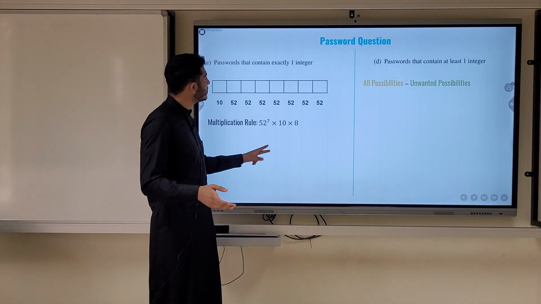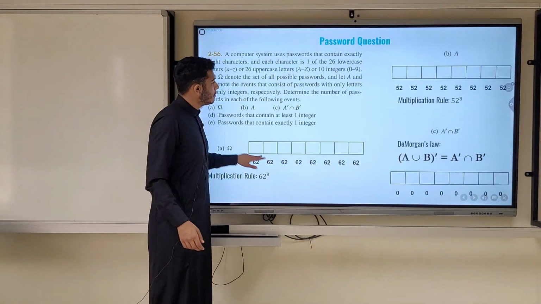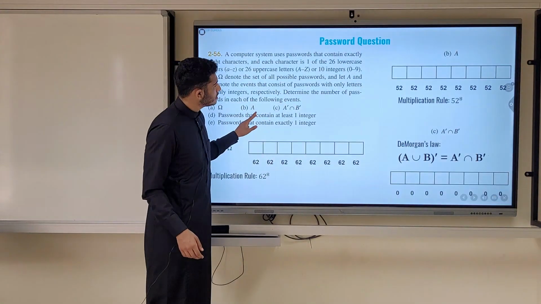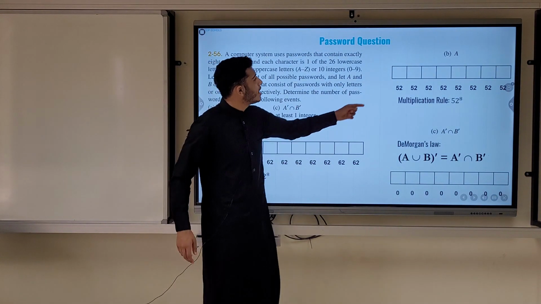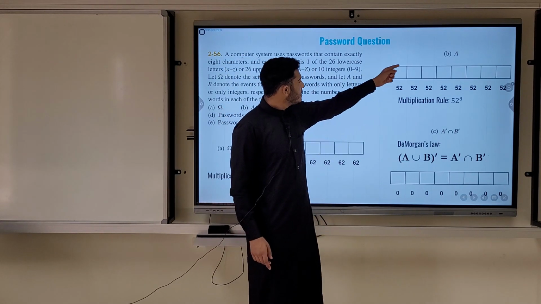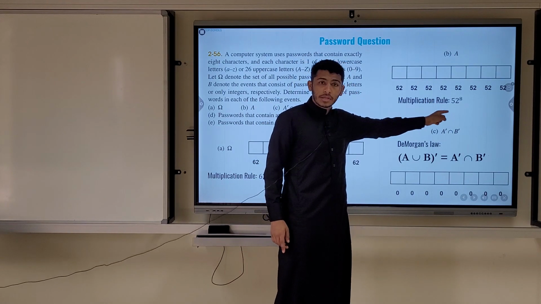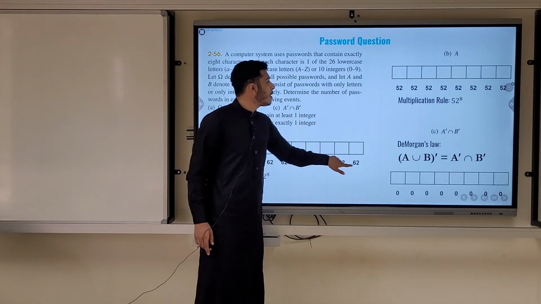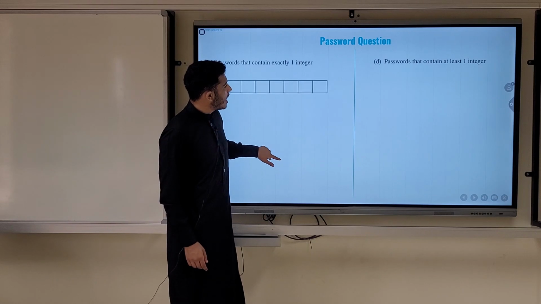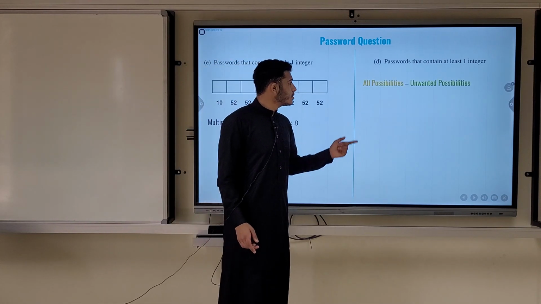And the case for letters has already been solved. We already solved it in the previous example, I think it's this one. Yes, which is the case of event A, question B. Event A has only letters in it. So we know the number of outcomes here, which is 52 raised to power 8. So we can take it and implement it in this question. And the number of possibilities also, we found it.